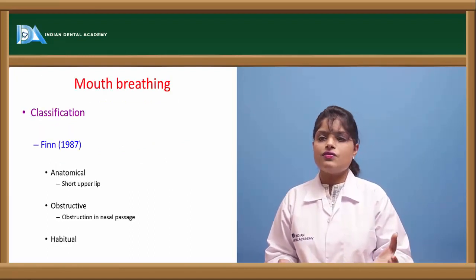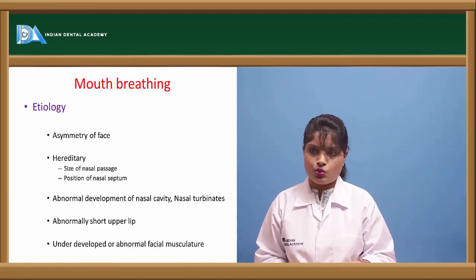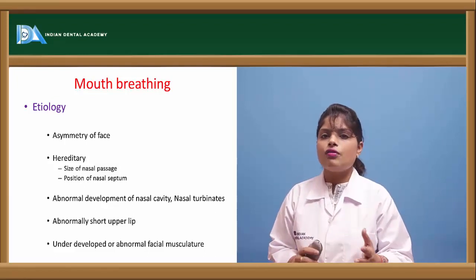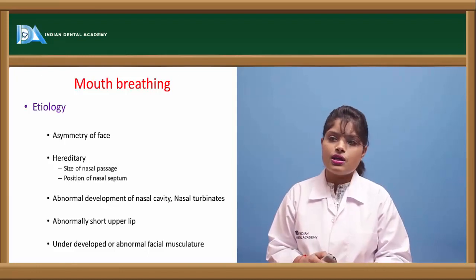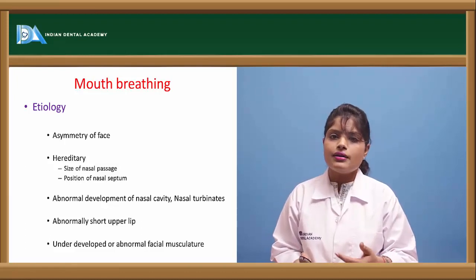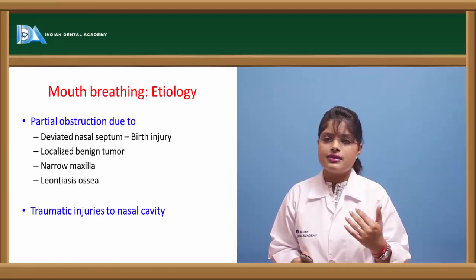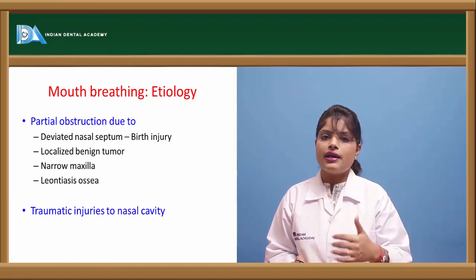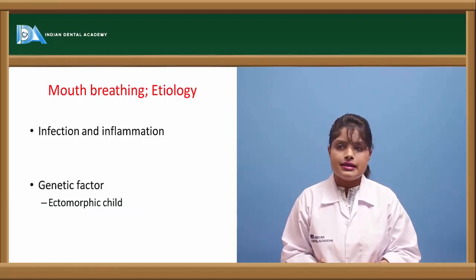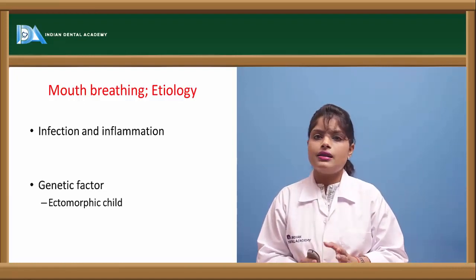There are various classifications: anatomical, whether it is due to obstruction, or whether it is habitual. The etiology is due to asymmetry of the face, or asymmetry of the nares, or deflected nasal mucosa, abnormal nasal cavity, short upper lip, and maybe underdeveloped nasal turbinates. Then, if there is an obstructive etiology, there will be a deviated nasal septum, or lowered nares, leontiasis ossea, or a narrow maxilla. There can also be traumatic injuries to the nasal cavity, inflammation in the nasal mucosa, or a genetic underlying factor.